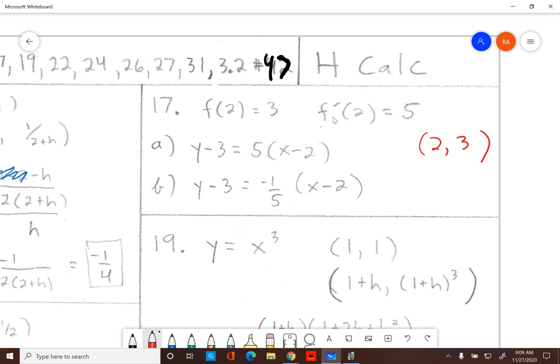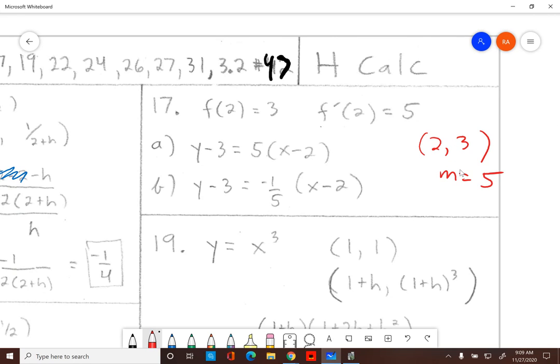And then it says f prime of 2 is equal to 5. Well, this is that new notation. This is talking about slope. This is talking about tangent line. This is talking about derivative value at x equals 2 equals 5. So what this is saying is the slope of the tangent line at x equals 2 is equal to 5. So that's a slope value there.